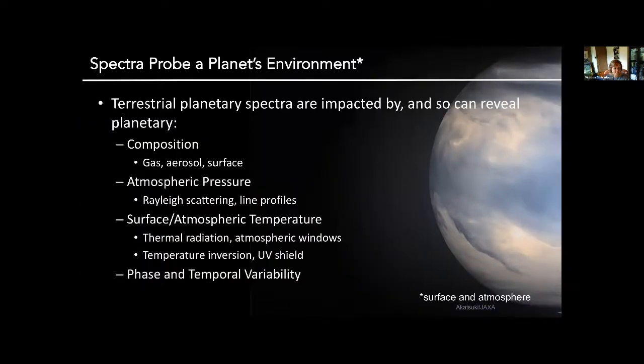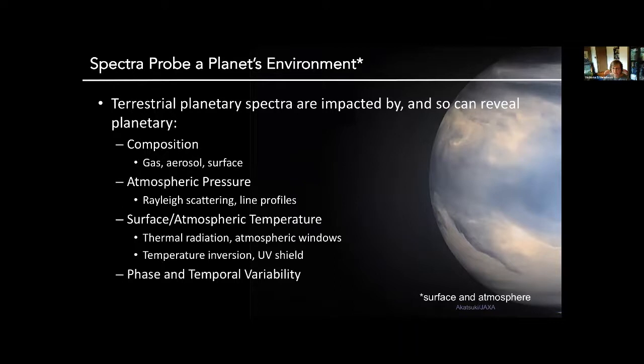Terrestrial planet spectra are impacted by, and so can reveal a lot of things about, a planet: the composition, the gas, aerosols, that's hazes and clouds, and the surface. So that's an additional thing we pick up over what Mark was talking about. If we have spatial resolution, we can get at atmospheric pressure in various ways, and I'll talk a little bit about that.